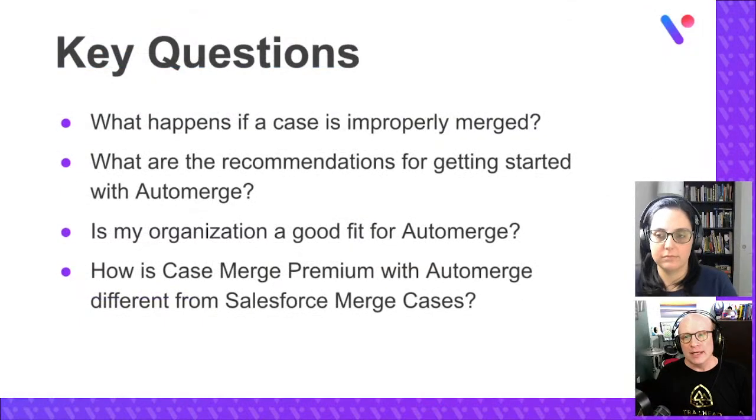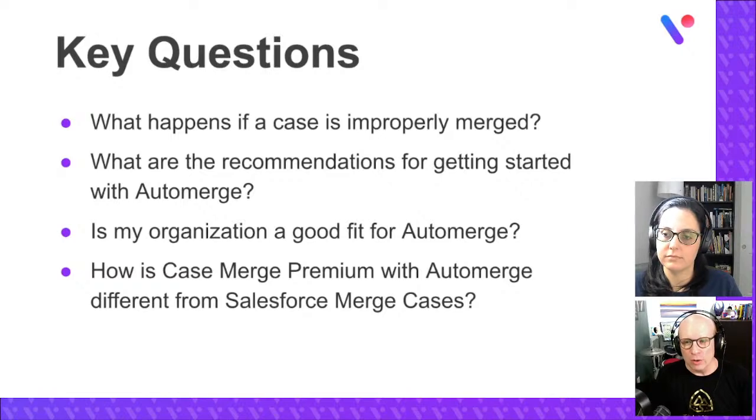This one's a really big, important one. Is my organization a good fit for Automerge? Oh my goodness, this is such a wonderful question. And I think the answer to that is if you have predictable duplicates, as in you know what your duplicates look like, the answer is going to be yes. So Thais knows this because I tried math yesterday, and math was hard. So I'm going to try to replicate my math.